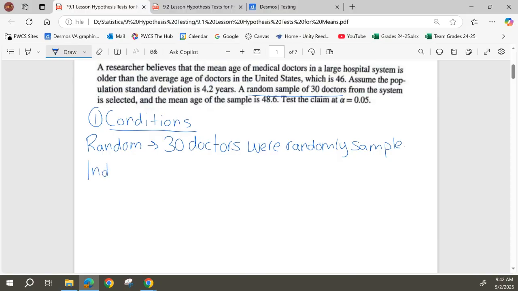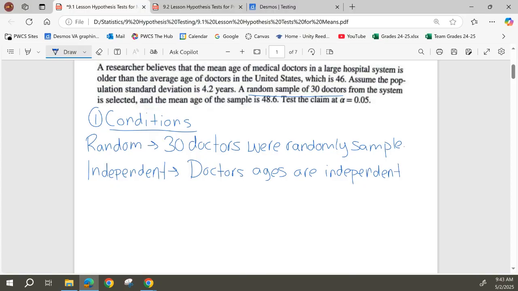We also need to have independence amongst our individual samples. So our 30 doctors, and we're talking about their ages, we need to make sure that they were independent of each other so that ages did not influence each other's ages, which seems to make sense. So the doctors' ages are independent. So one doctor being older is not affecting another doctor's age. Their ages are independent of each other.